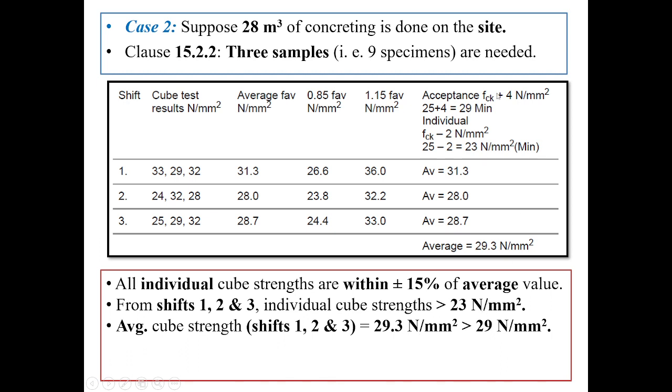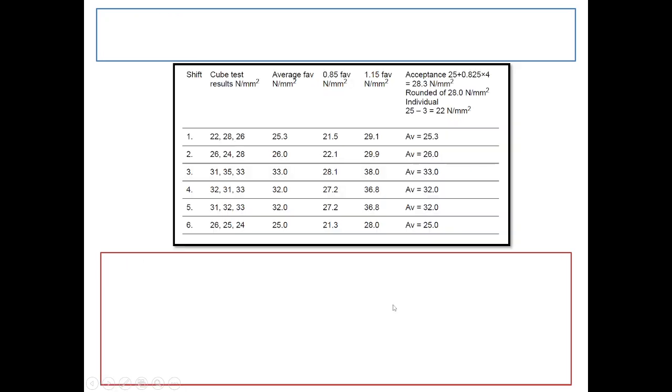29 is nothing but FCK plus 4. So here also the criterion is passed. That means all criteria are satisfied, and therefore this concrete on the site can be accepted.